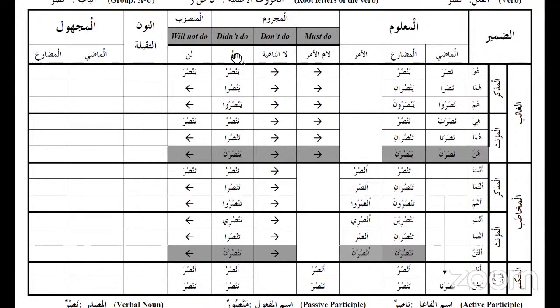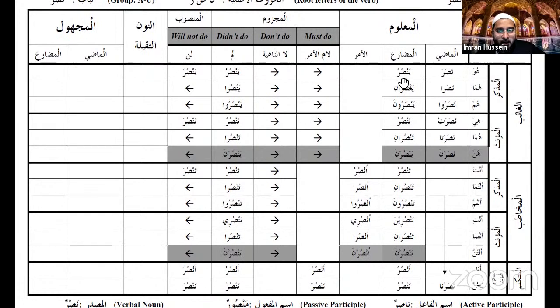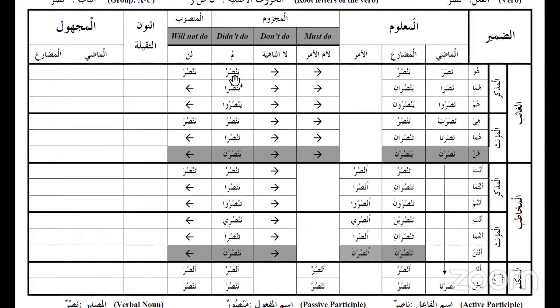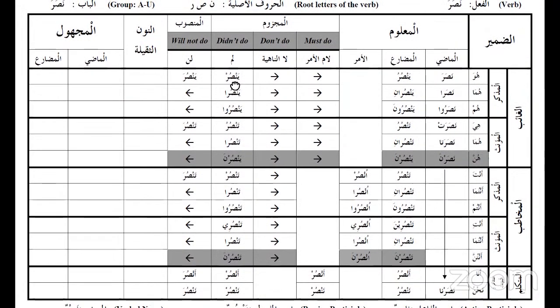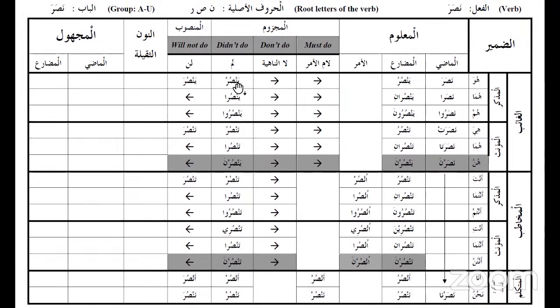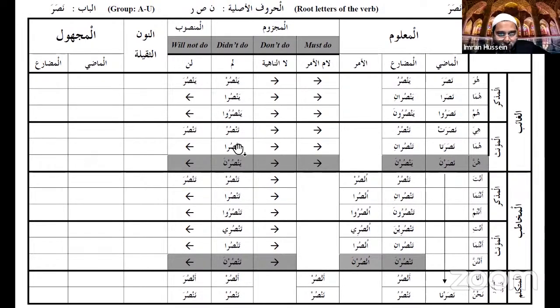Lam yansur. Yansur is he is helping. When lam comes, lam yansur, he did not help. So what does that do? It changes the meaning, into the past. Exactly. So now, can you go through all of these 14 forms?